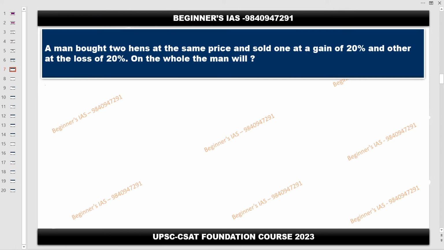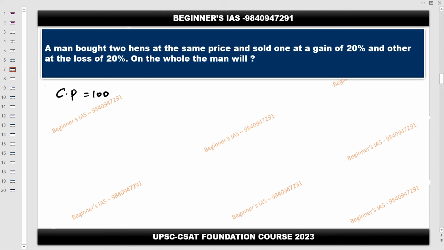If cost price is not given, always consider the cost price as 100. Okay, simple. So listen, I don't know the cost price. The man bought two items at the same price, right? So the cost price is going to be 100 for each item.